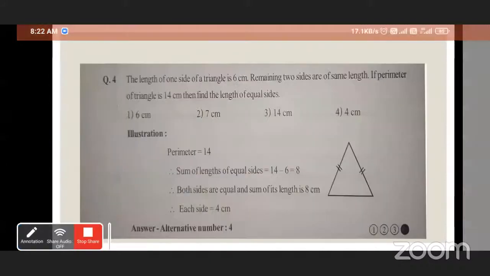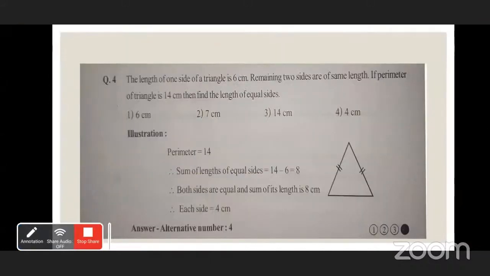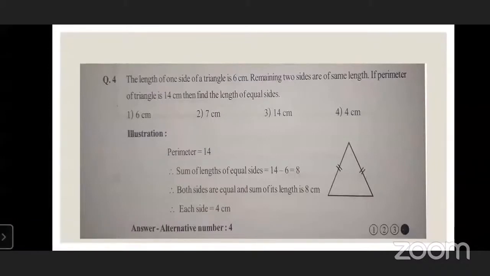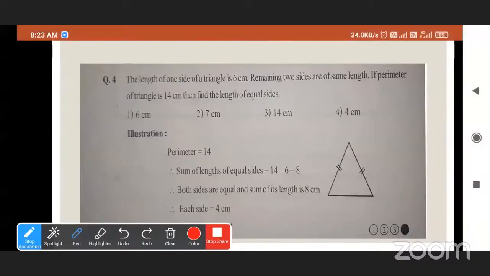Good. See here, the illustration is given, that the perimeter is 14 centimeters. So the sum of the lengths of the equal sides is 14 minus 6, that is 8. Both sides are equal and the sum of their lengths is 8 centimeters. So each side will be 4 centimeter. So the fourth one is correct.